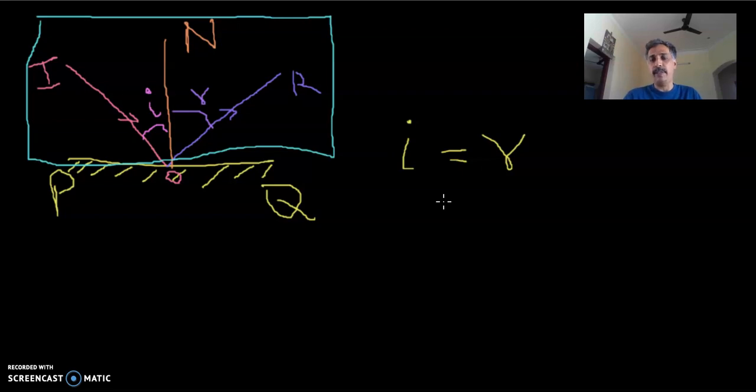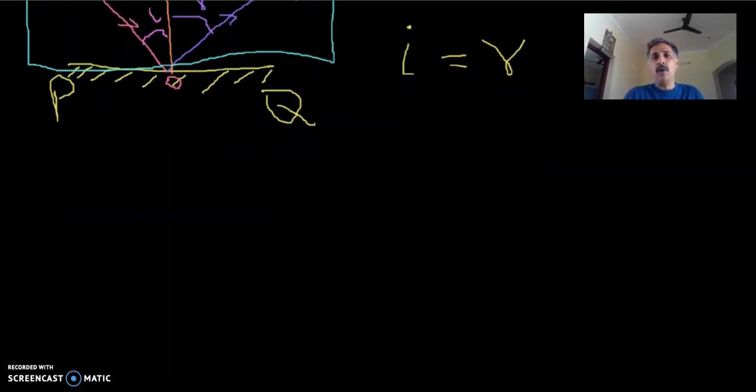So there are 2 points. The first point to explain reflection is that the angle of incidence is equal to the angle of reflection. I is equal to R. The second point is that the incident ray, the reflected ray, and the normal lie in the same plane. So these are the 2 points which we are going to discuss, right? Now we work out a small problem using these laws of reflection.